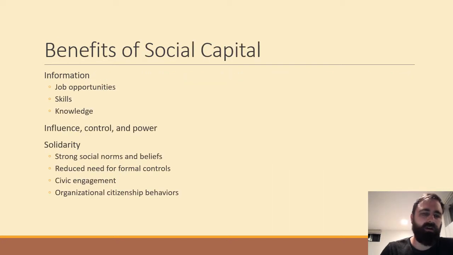Okay, so to summarize, the benefits of social capital can lead to job opportunities, skills, knowledge, influence, control, power, solidarity, strong social norms and beliefs, and a reduced need for formal controls, right? So this is important. If we all kind of trust each other, then we don't have to turn to formal means to resolve conflicts or deal with problems. We can do it kind of informally.